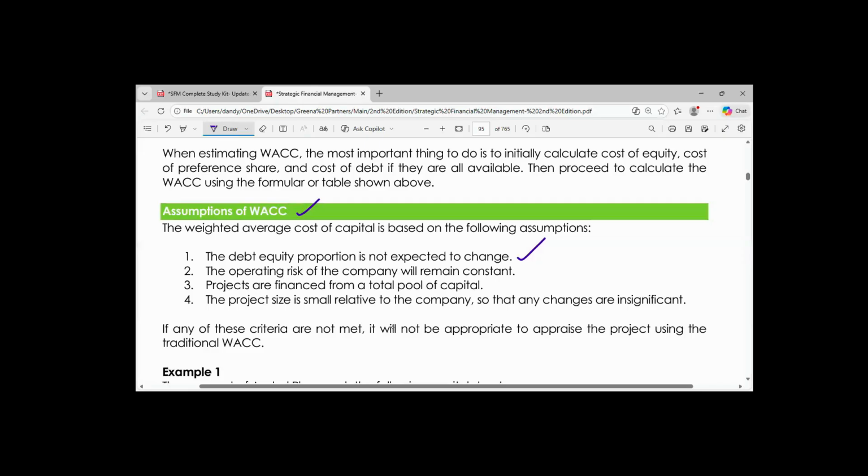on our calculation. So if any of the criteria are not met, it will not be appropriate to appraise the project using the traditional weighted average cost of capital. If all these assumptions, all these determinants are not present, it will be almost impossible to appraise a project using the traditional weighted average cost of capital.